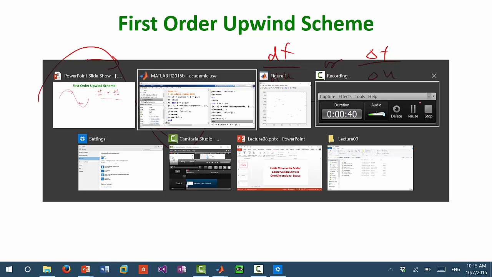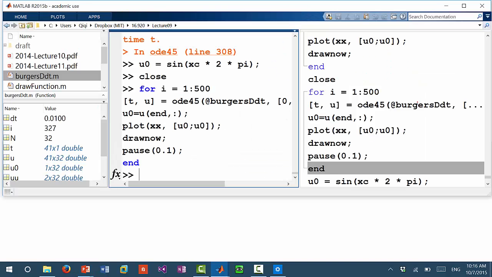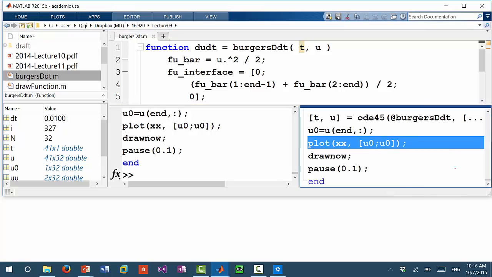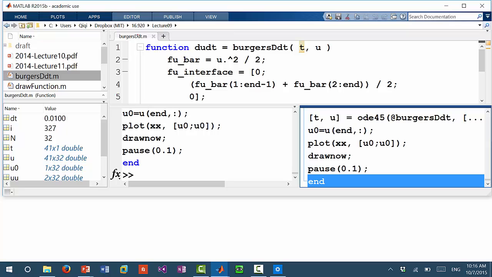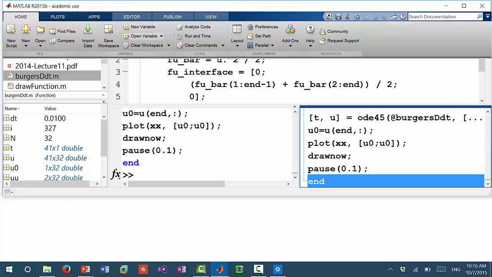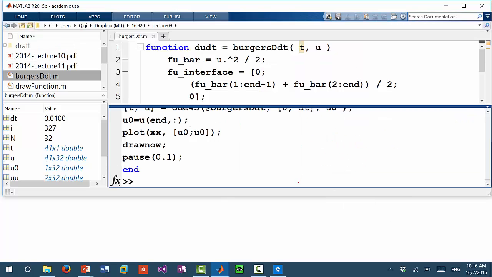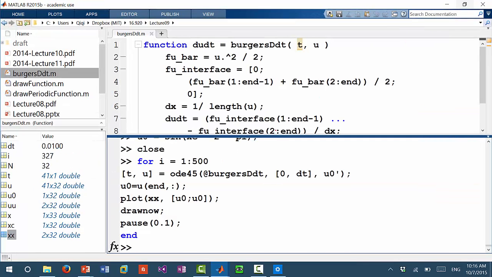So let's start modifying our finite difference scheme. Oh, I love keyboard. Okay. So I think we don't need that anymore. How do we close it? Plot layout. Command window. Let's close it. Okay. I now can maximize this.